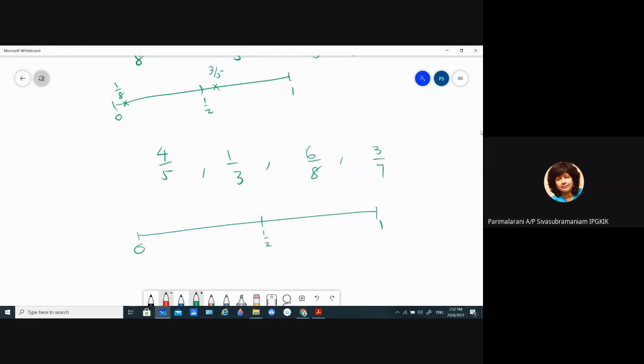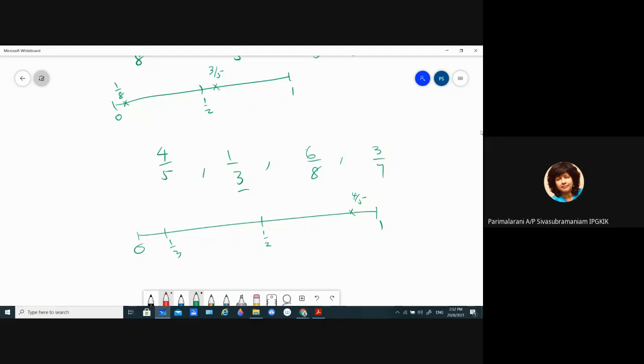4/5, we know it's more than half already. Half is 2.5, and we know it's very close to 1. It's one part away from 1. So 4/5 is here. Okay. 1/3, less than half and close to 0. 1/3. Okay. 6/8.